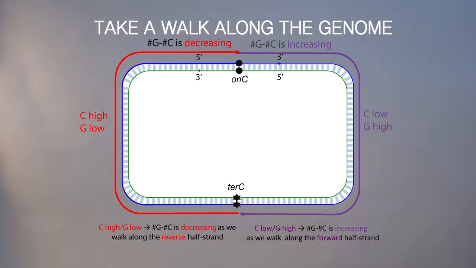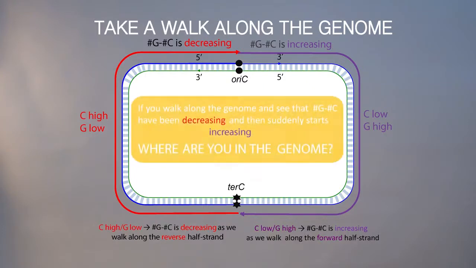Again, this sounds like a peculiar and not very important thing. Why do we care? I ask one more question. If you walk along a genome and you count the number of G minus the number of C that you saw, and you have seen that the number of G minus number of C has been decreasing and then suddenly starts increasing, where in the genome are you?